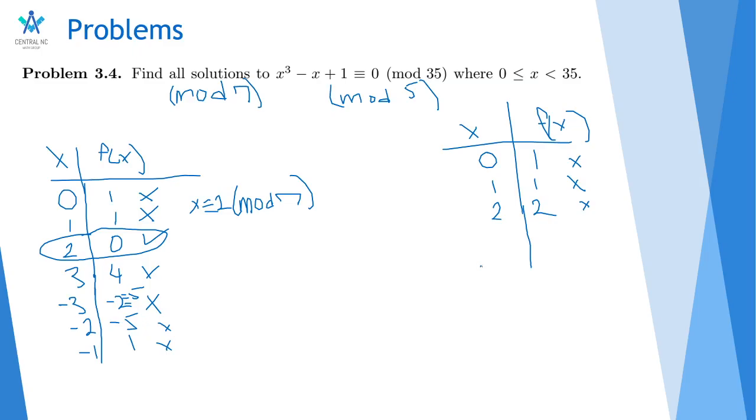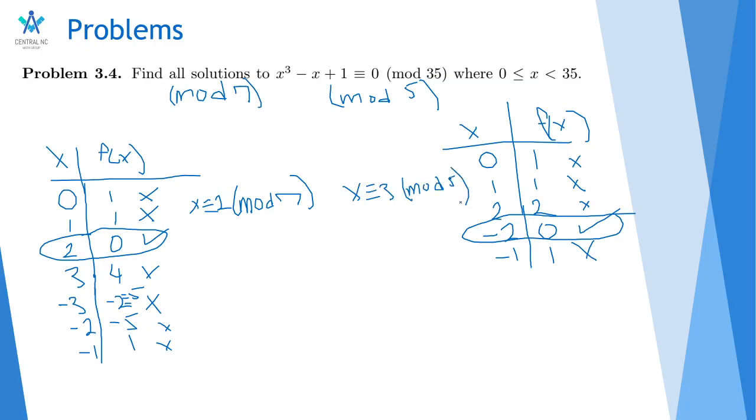Taking 3, which is also equivalent to negative 2 modulo 5, we can say this as negative 2 now. That'll give you negative 8 plus 2, which is negative 6, plus 1, which is negative 5, which means it does actually work. And we can take negative 1, which is equivalent to 4. That gives you negative 1 plus 1 plus 1, which is 1, and that does not work. So the only residue here that works is negative 2, which is congruent to 3 mod 5. So x is congruent to 3 mod 5.